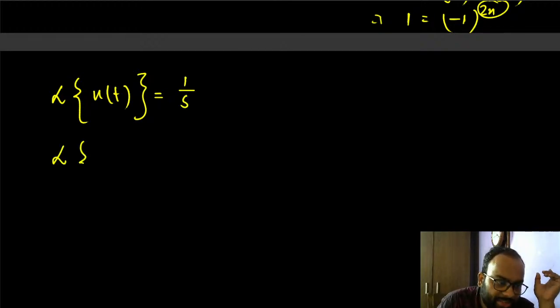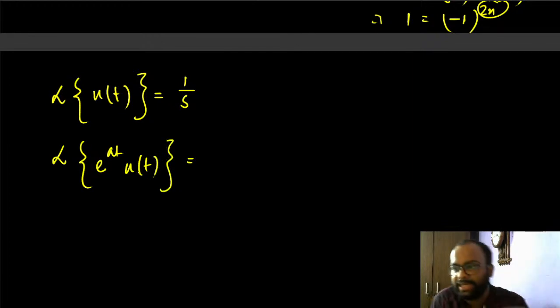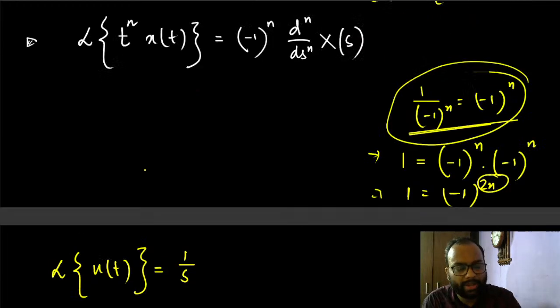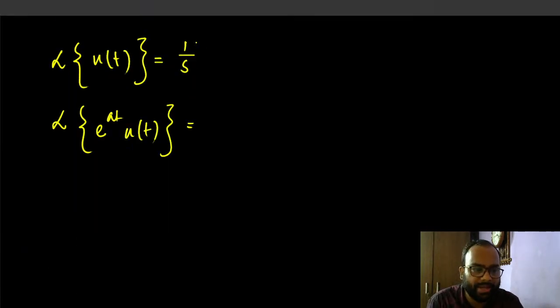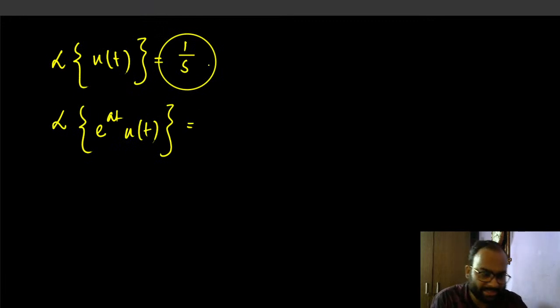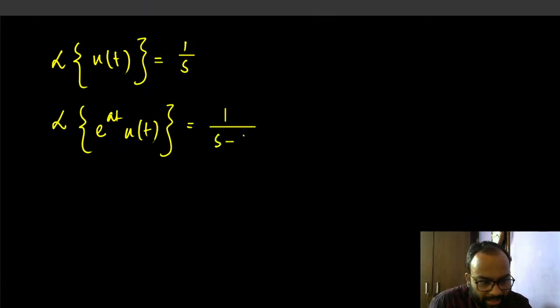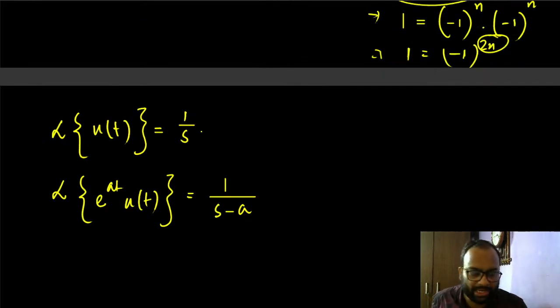So the question is, what is the Laplace transform of e to the power minus at, or say e to the power at u(t)? Now we can of course start from scratch and integrate this and figure out the result, but we can apply one of the properties, which is the frequency shift property. It says if I am aware of the Laplace transform of x(t), then we can calculate the Laplace transform of e to the power at x(t), and that's going to be X(s minus a). So whatever was the function here, replace the s with s minus a. That's going to be 1 by s minus a, and that is something we can derive directly by integration.